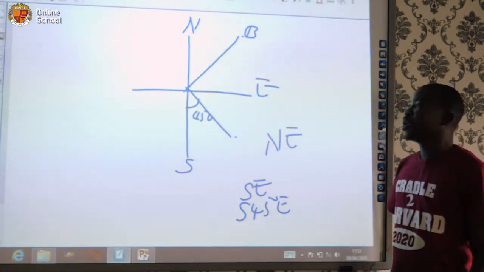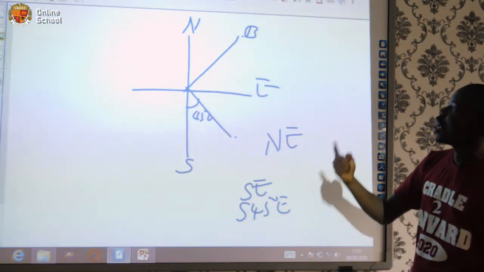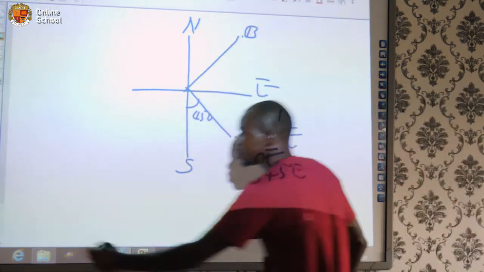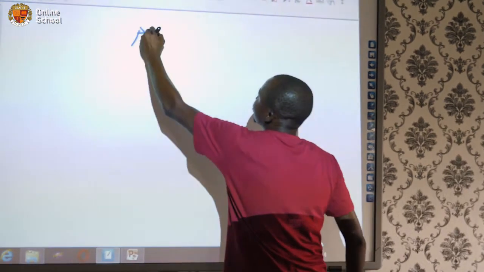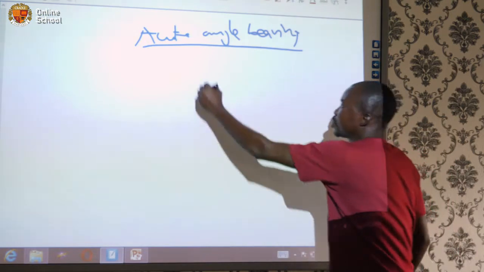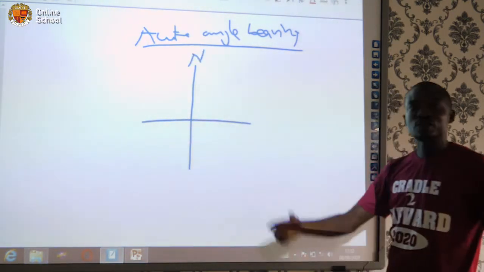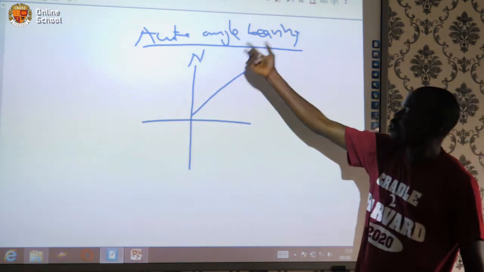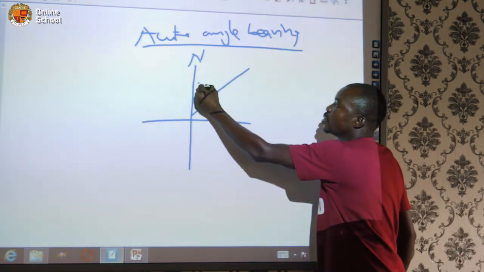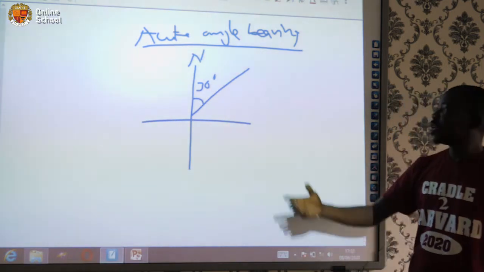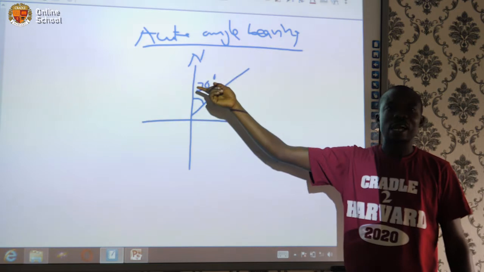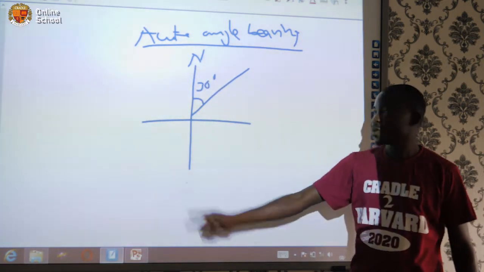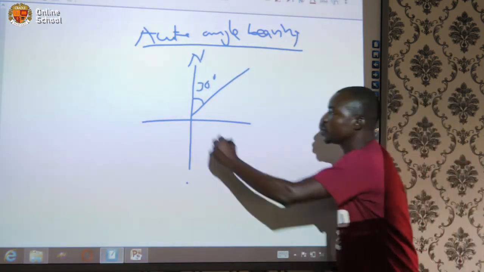That's compass bearing. Now, the second one is acute angle bearing. We all know that acute angles are angles between 0 and 90 degrees. Always remember to start from the north. Now, if we have a point here and we are asked to use acute angle bearing, let's assume this is 30 degrees. Please make sure you read from the north, and as you are giving your degrees, make sure you make reference to the North Pole and the South Pole. I've made reference to this point a lot.